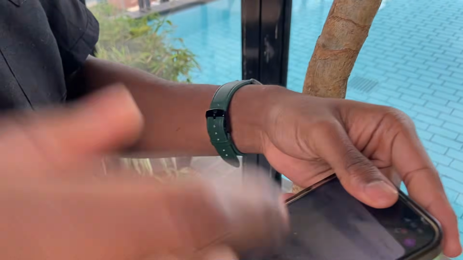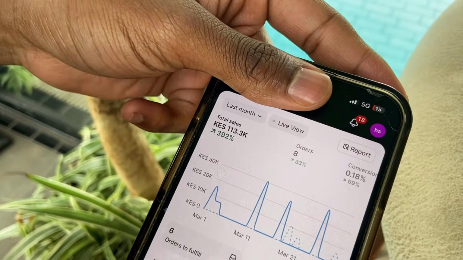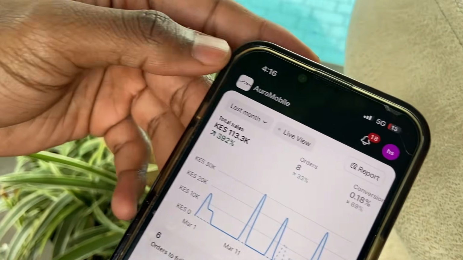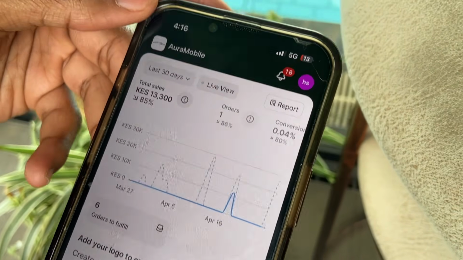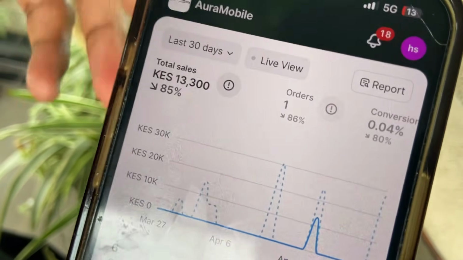Alright. Then the next store. This other one did 113. That was the first month. In fact, this one I just released the name. Wait, hold on. Last 30 days, this one has slept. But still, this is more than I was doing when I started. So we still have to be grateful for the small wins.